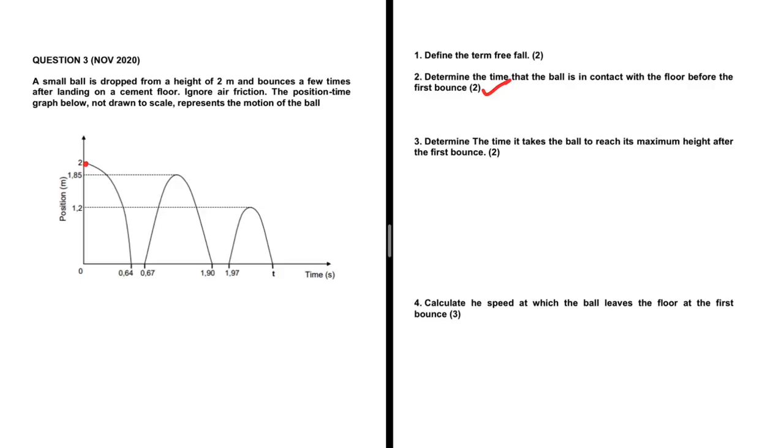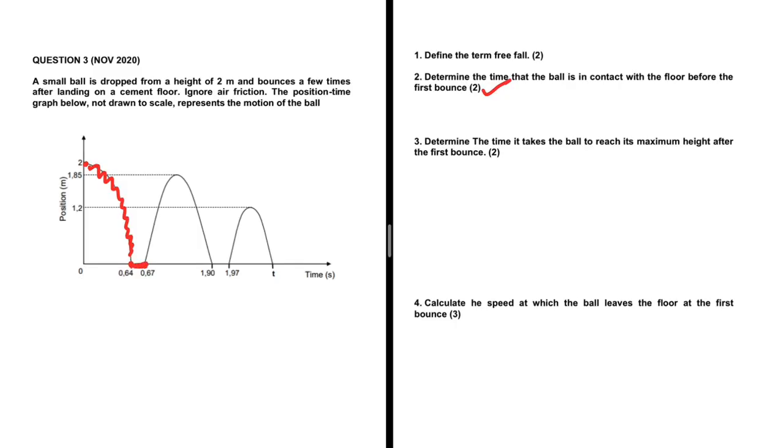The position time graph below, not drawn to scale, represents the motion of the ball. Right, that's all we have. Let's go through the question once more. Determine the time that the ball is in contact with the floor before the first bounce. Okay, so our ball is being dropped from this point and it starts going down. It strikes the ground at this point when t equals 0.64, and then it leaves the ground at t equals 0.67. So between 0.67 and 0.64, our object is in contact with the ground.